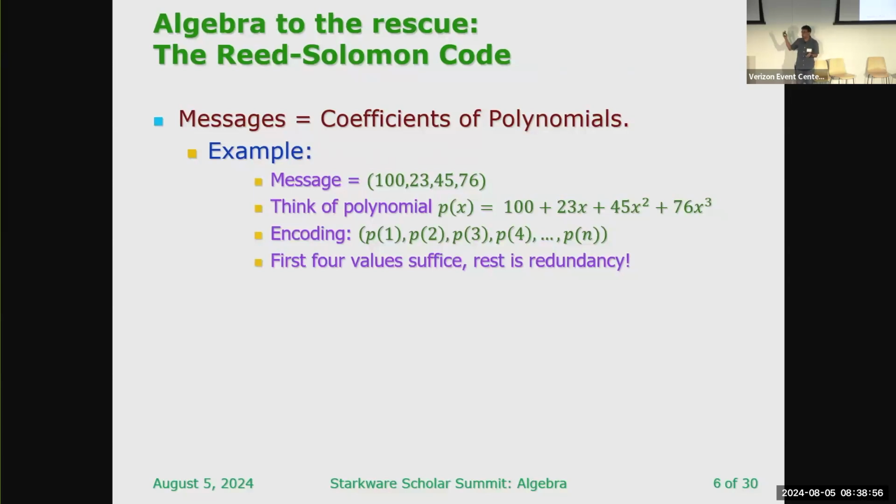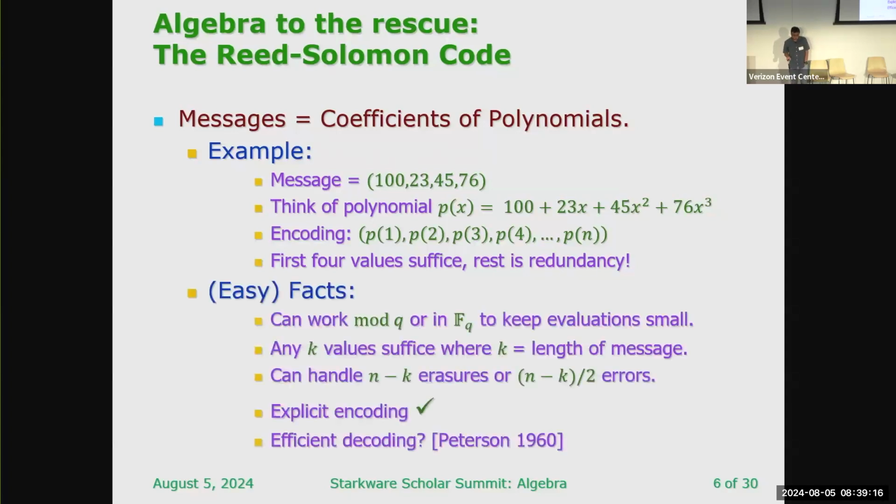You can interpolate a cubic using 4 evaluations. In fact, it didn't have to be the first 4 places. It could have been any subset of 4 places over here that would have been enough. But the rest is redundancy, and redundancy is exactly the kind of thing that we are seeking in this mechanism. And it is actually optimal redundancy in some senses.